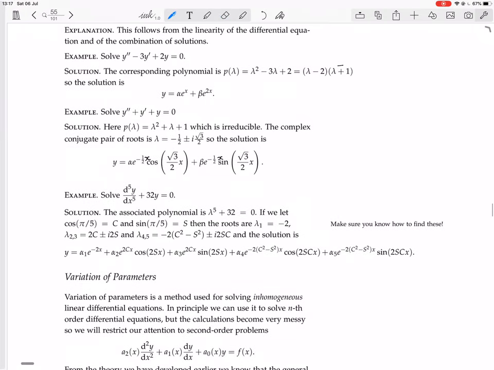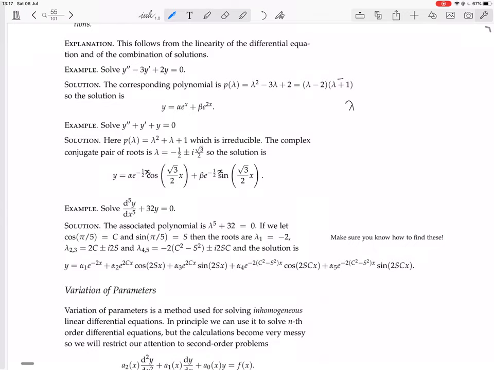So the auxiliary polynomial is clearly going to be lambda to the 5 plus 32 equals 0. That means lambda to the 5 equals minus 32. Now, such a thing will have 5 complex roots. Since complex roots come in pairs, one of them will have to be real. It'll be the actual fifth root of minus 32, so it'll be minus 2. And the other four roots will be complex, in two conjugate pairs.